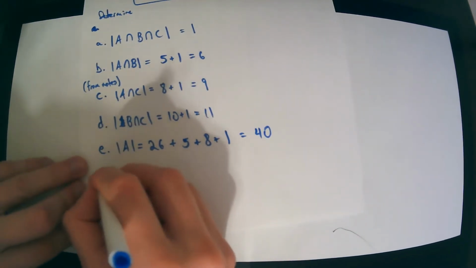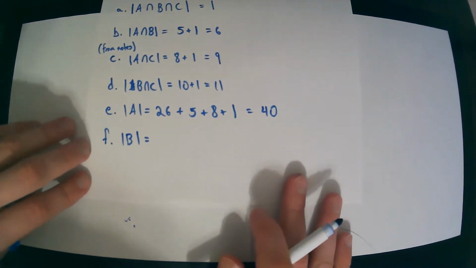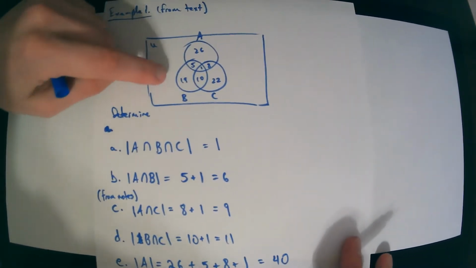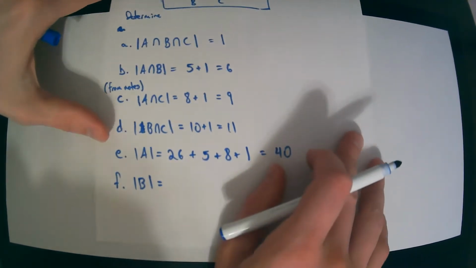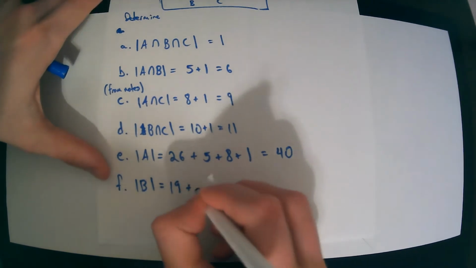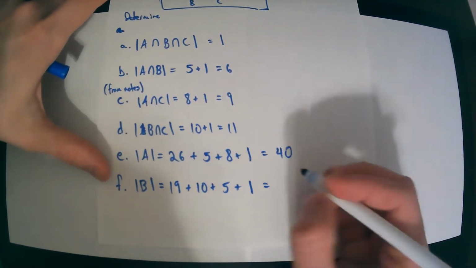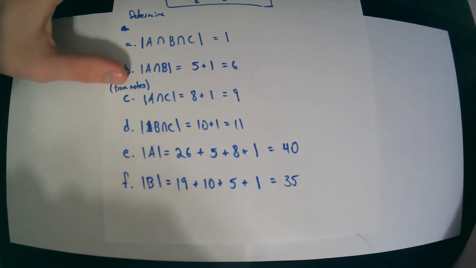And what about the cardinal number of B? Well, we're going to add up all the numbers of elements that appear everywhere in B. So that's going to be 19 plus 10 plus 5 plus 1, which is going to be 35.